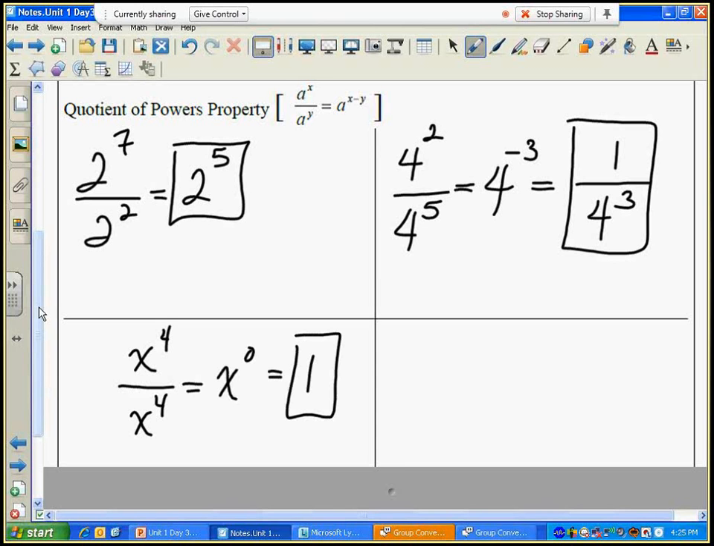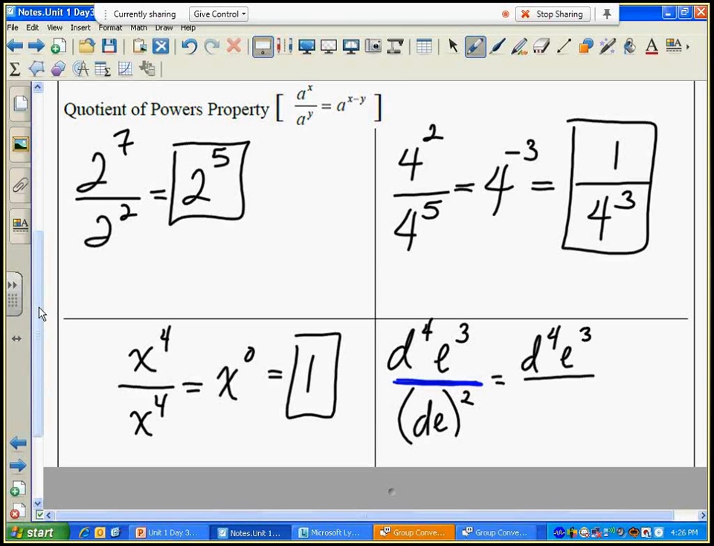Last example, a little bit more challenging. Let's say we have d to the 4th, e to the 3rd, all over the quantity, the product, de, to the 2nd power. Now, before we can begin to use our quotient of powers property, in other words, before we can begin to use that division sign, we've got to make sure that the numerator and the denominator are both simplified. Well, the numerator is. It's ready to go. But the denominator has a product, a power of a product. So that means that the d and the e are both to the 2nd power. From that point, now we can begin to use our quotient of powers.